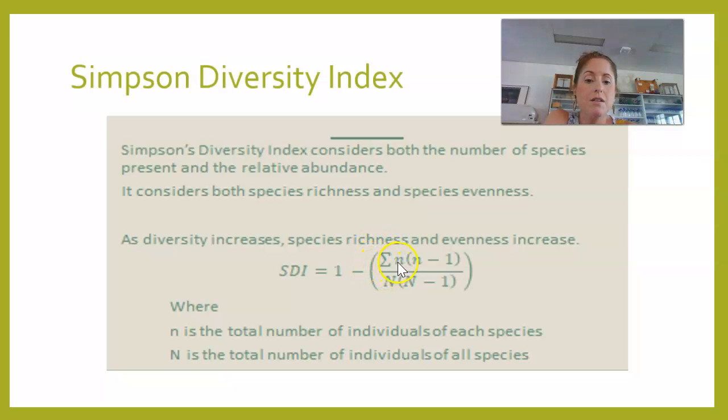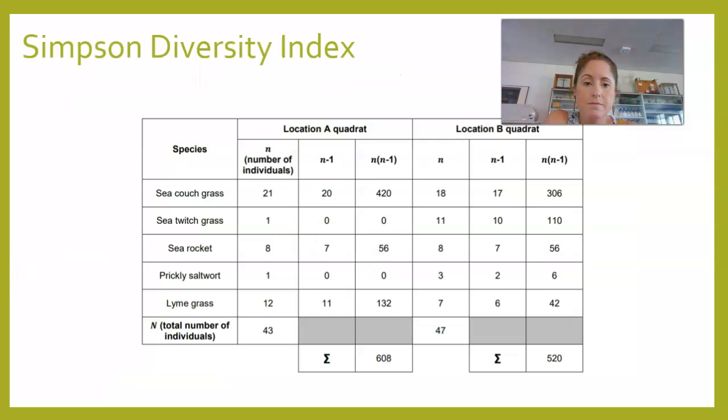So we're looking at the sum of lowercase n times lowercase n minus 1, divided by capital N times capital N minus 1. The little n is the total number of individuals of each species, and I'll show you that in just a minute. But the capital N is the total number of individuals of all species. If we look at an example, here you can see this is my lowercase n, the number of individuals of sea couch grass. That's 21. n minus 1, so 21 minus 1 is 20. Then we take 21 times 20, and we get 420.